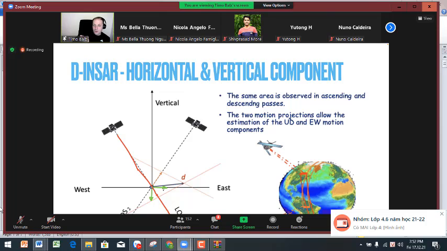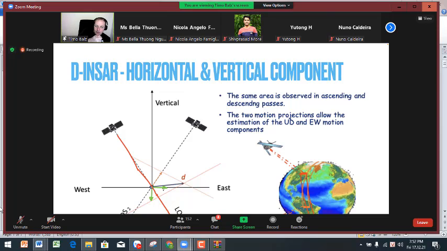It's different if you have two measurements. If you have ascending and descending, for example, then we're going to have two measurements with two different line of sight directions, right? And then we can solve that issue. Then we can separate the motion directions, separate between vertical and horizontal motion, and we can also form a 3D motion vector.